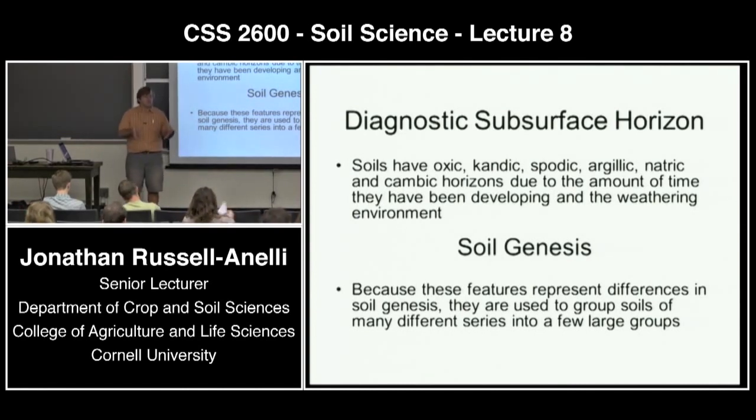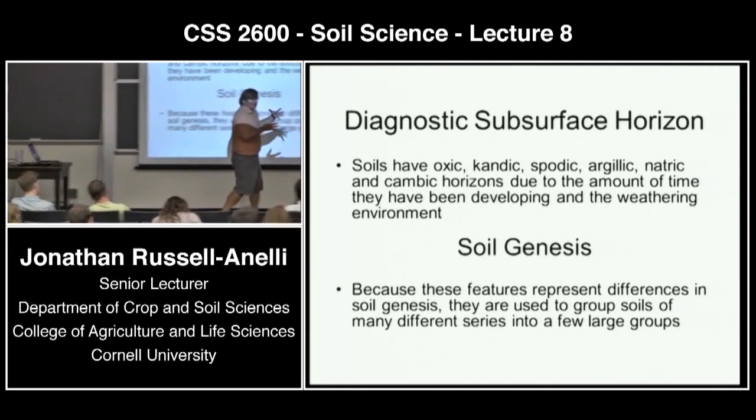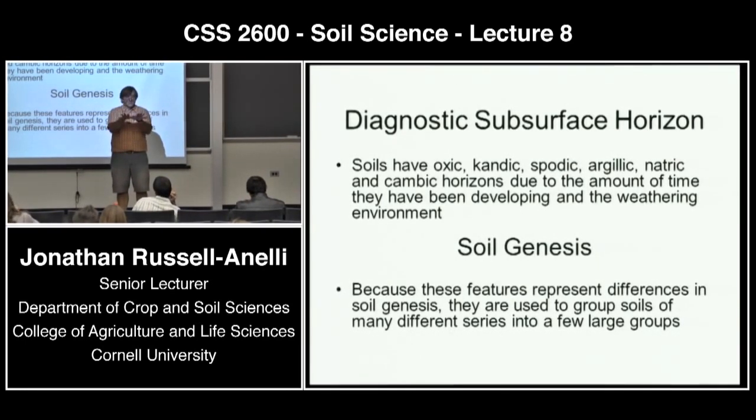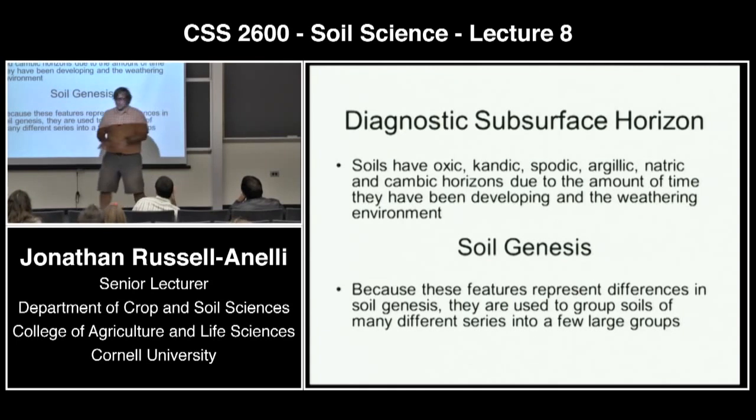Because these features represent differences in the stage of development, in their soil genesis, they are used to group the different soils together. All the soils that have a candic horizon, you guys step over here. Everything that has oxic, you're here. Everything that has an argillic, you guys are here. Now that's not to say that there isn't overlap. We basically are looking at the combinations to figure out what type of species you are, or what kind of order you are. Does that make sense? Okay.